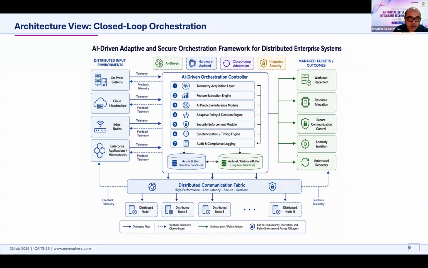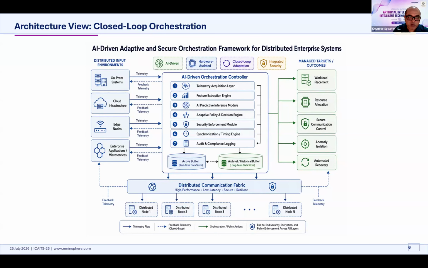That telemetry flows into the AI-driven orchestration controller, which is the central logical component of the framework. The controller evaluates the incoming information, determines whether changes are required, checks the associated security condition, and generates an appropriate orchestration action. Those actions might affect resource allocation, workload placement, routing, communication paths, or security containment. The actions are then executed across the managed distributed environment.